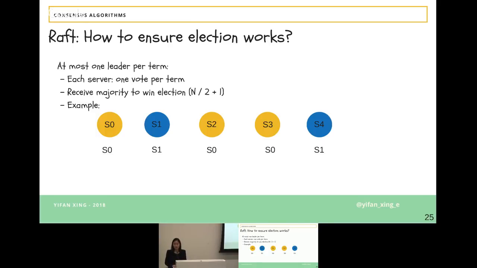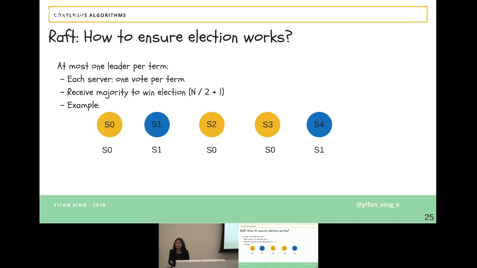So how do we ensure leader election works? Basically, we guarantee that there is only one leader elected per term. How do we ensure that? Basically, one server only votes once, including for itself. So you have to have the majority amount of votes to win the election. The majority amount of votes is n divided by 2 plus 1.